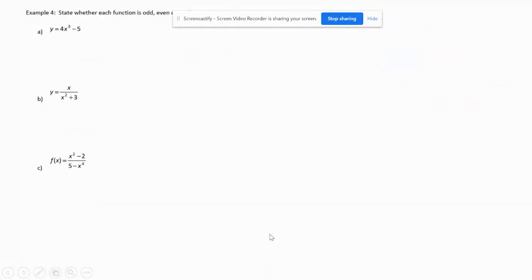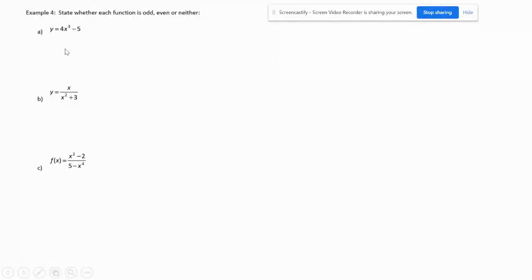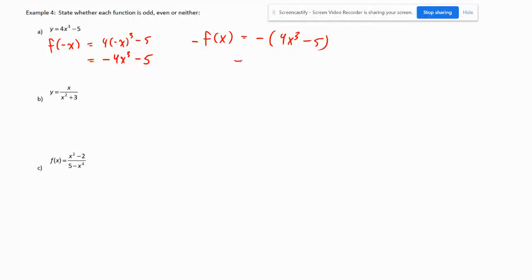All right, example 4. State whether each function is even, odd, or neither. Here's how we do this. First of all, I'm going to figure out what f of negative x is. Well, that would be 4 times negative x cubed minus 5, which equals negative 4x cubed minus 5. Now let's figure out, what is negative f of x? That's going to equal negative 4x cubed minus 5, which equals negative 4x cubed plus 5.